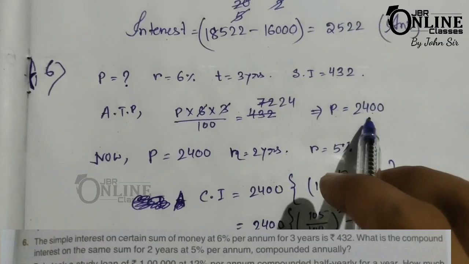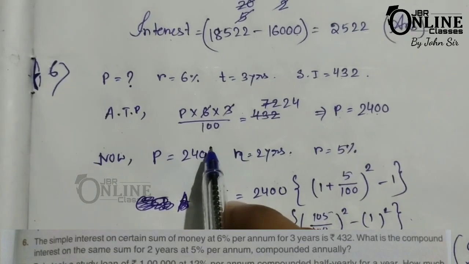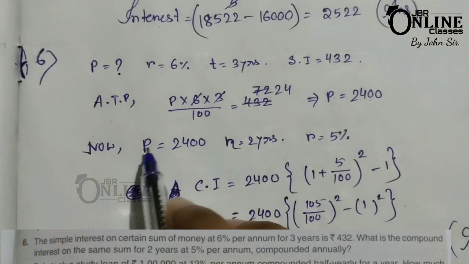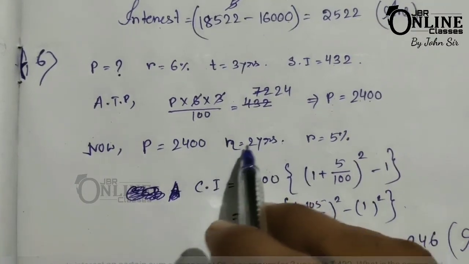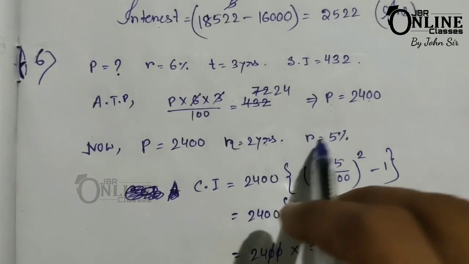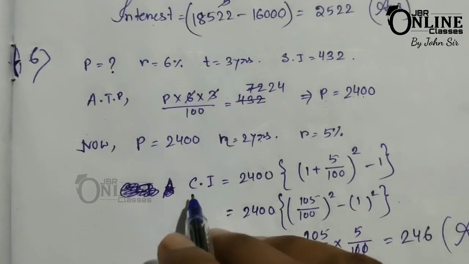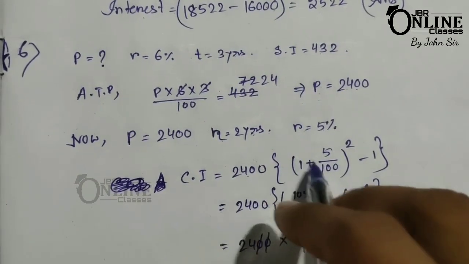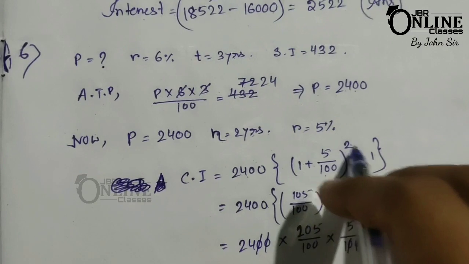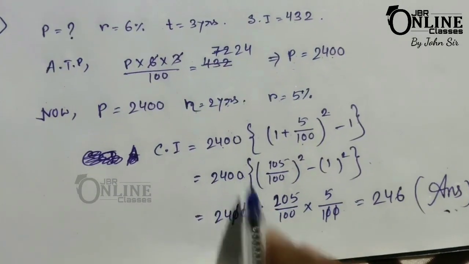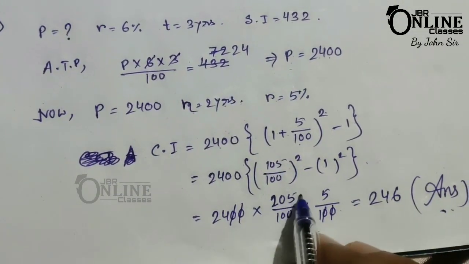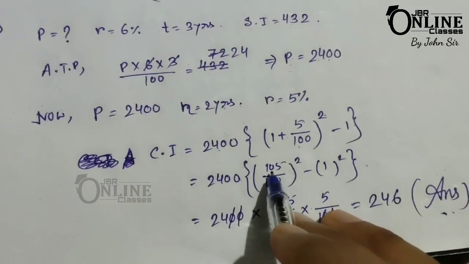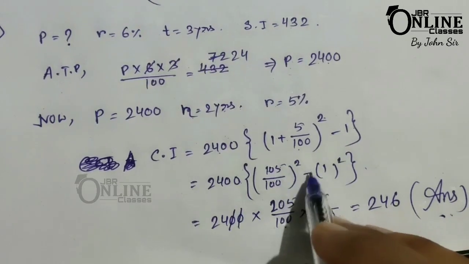Now what is the compound interest on the same sum for 2 years at 5% per annum compounded annually? So that means here principal equal to 2400 and n equal to 2 years and r equal to 5%. Now you have to find out the compound interest. So here we can apply the direct formula, P into 1 plus r by 100 whole to the power n minus 1, and you will get 2400 into 105 by 100 whole square minus 1 square.